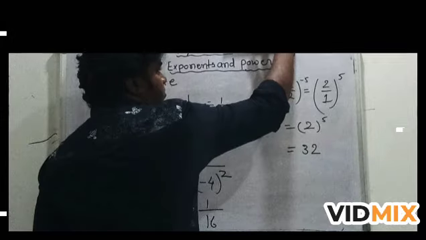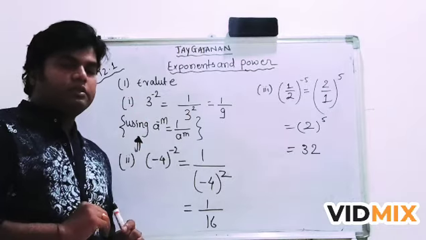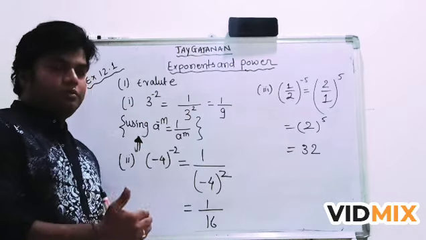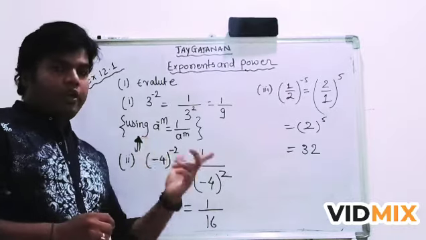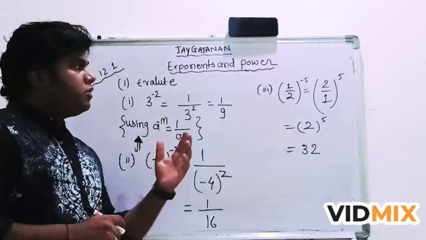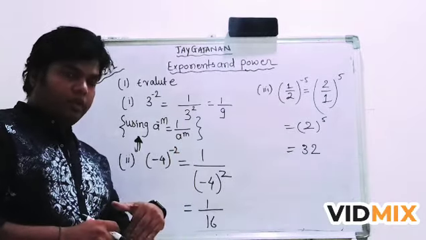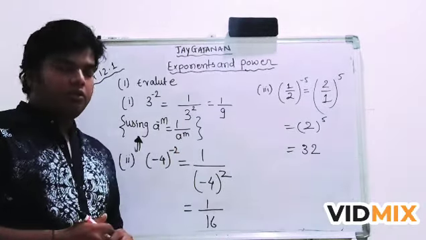Understood? If you have not understood, just rewind this video and see it 2-3 times. You will be able to understand. Those who have understood, fine, you can note it down in the copy. Those who have not understood, see the video again and then copy it in the copy. Thank you.